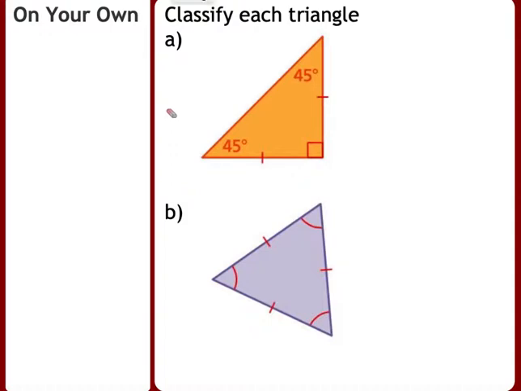Alright, so try these on your own real quick. Alright, so the first one is a right isosceles.